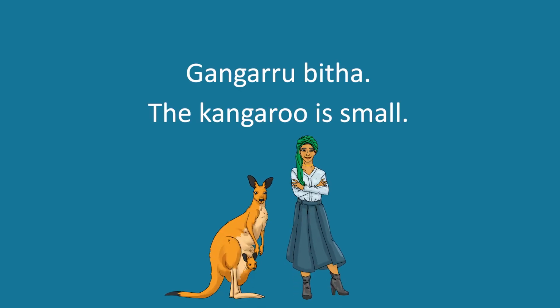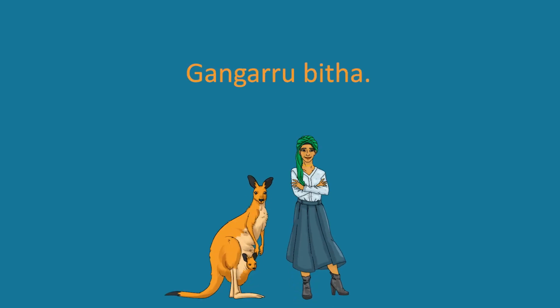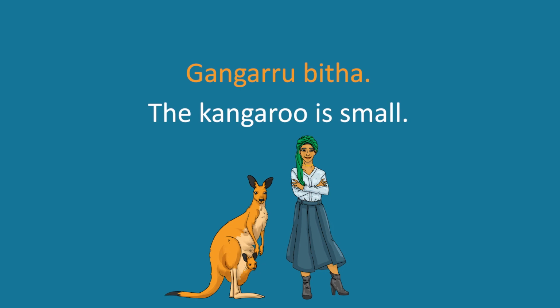The kangaroo is small. Track the word as I speak. Kangaroo, bitha. Small is bitha. Say bitha. Kangaroo bitha is the kangaroo is small. Say kangaroo bitha. Say to your partner, the kangaroo is small.